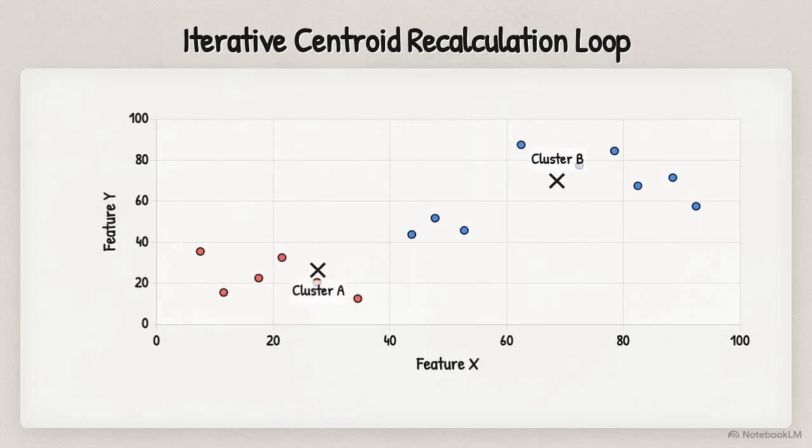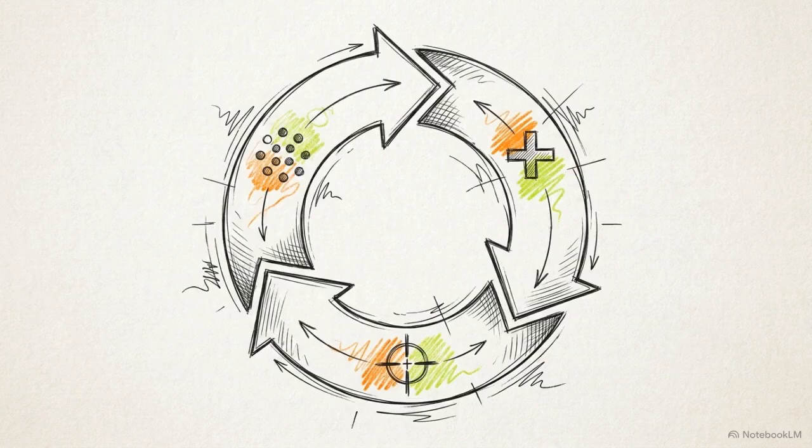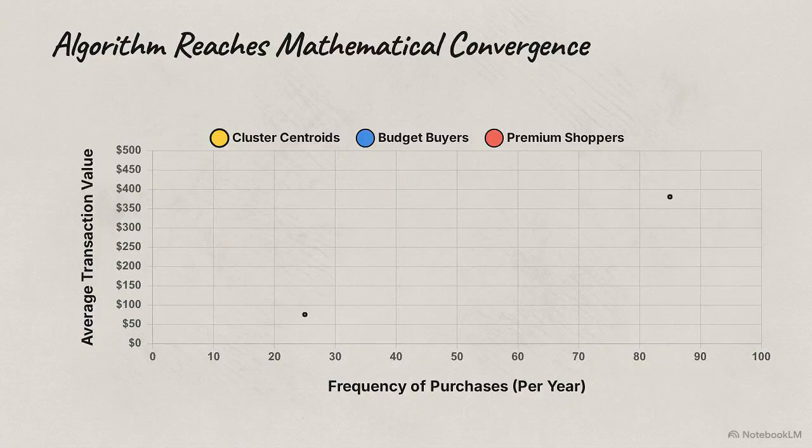This becomes an iterative loop. The system assigns the points, moves the centroids, and reevaluates the distances. The process repeats until the centroids no longer move. This feedback loop continues until the algorithm reaches a state where the variance between the two groups is as high as the current distribution allows. This state is convergence. The centroids have stabilized.